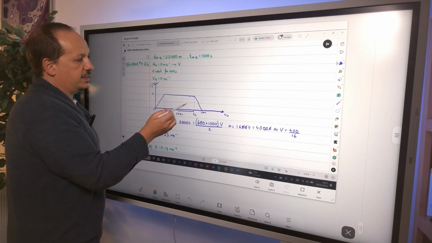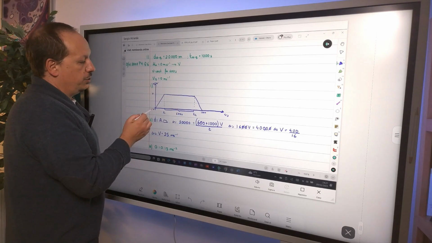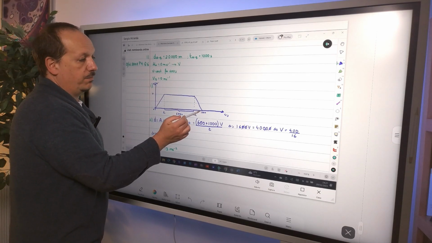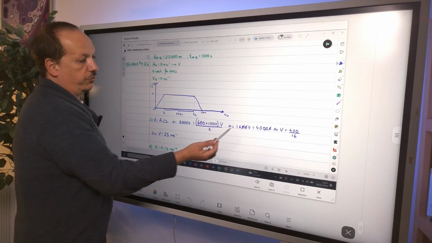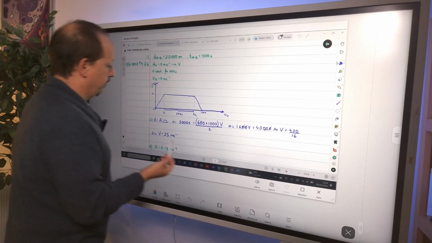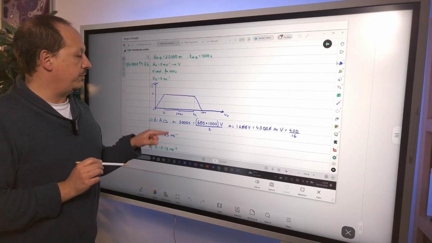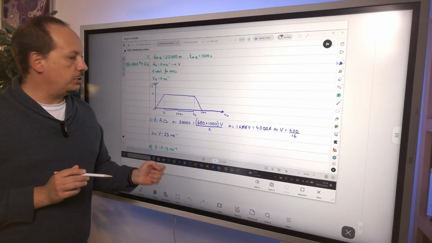You know this is 600, right? You know this is 1,000. The only thing that you do not know is v, right? So rearrange the formula and you'll get the value of v as being 25 meters per second. So now you know another thing, v.